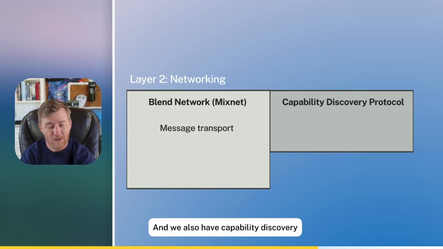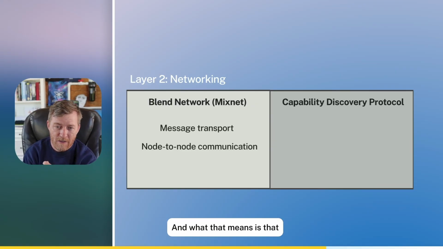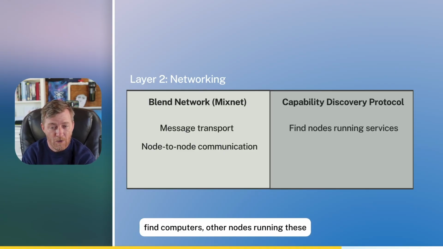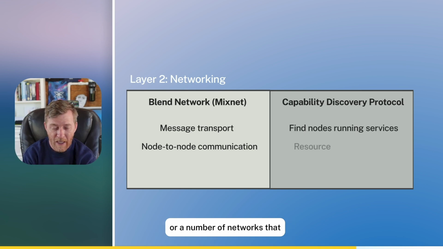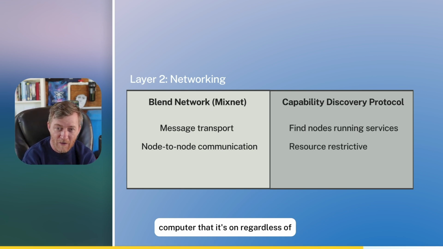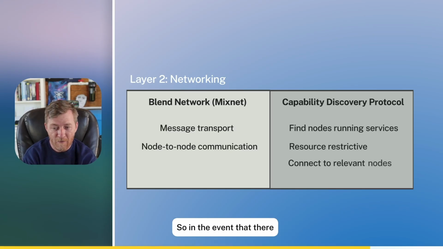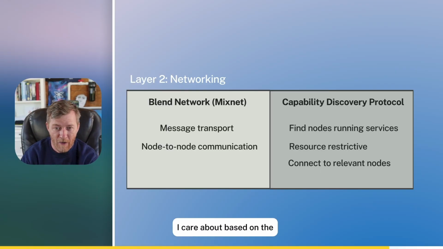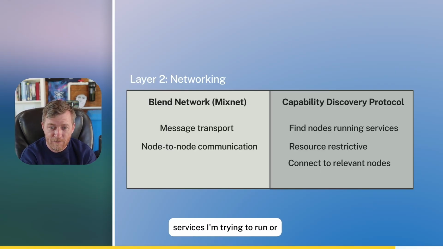And we also have a capability discovery protocol. What that means is that when I log in, I have a protocol that allows me to find other nodes running these services, across a very large network or a number of networks. It cares about the resources of the computer that it's on, regardless of the service. So in the event that there are people running these services, we have a method to find nodes like them and only connect to those nodes.